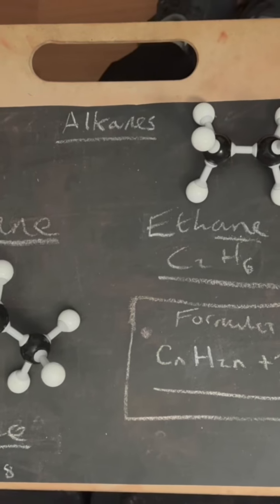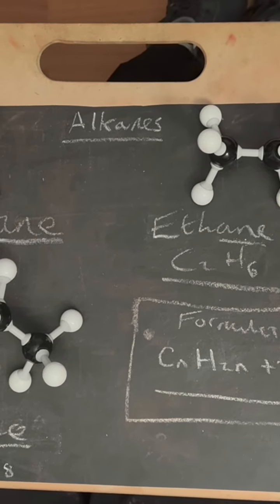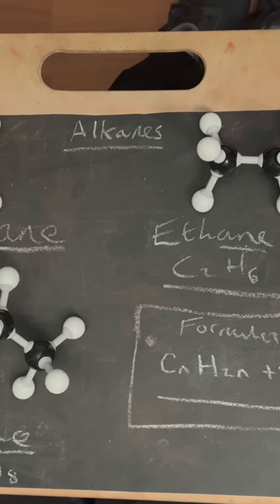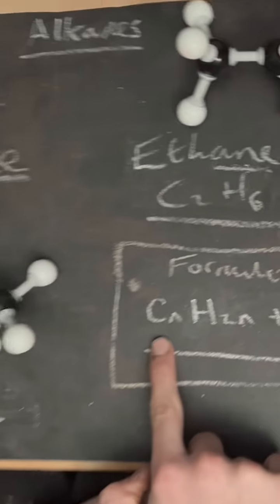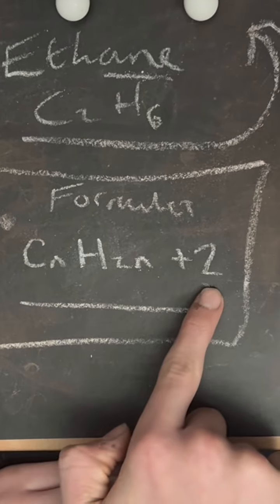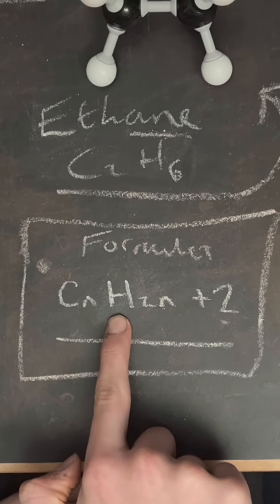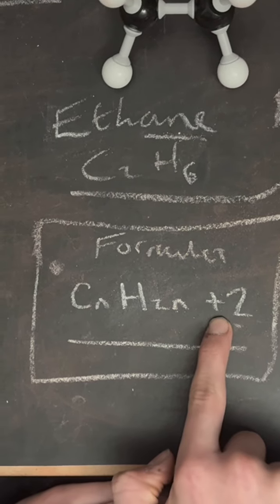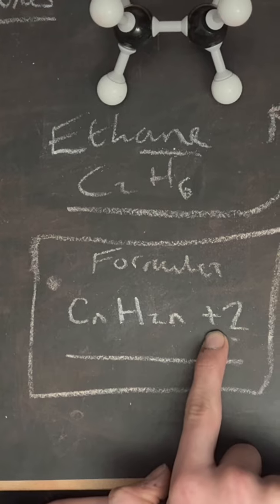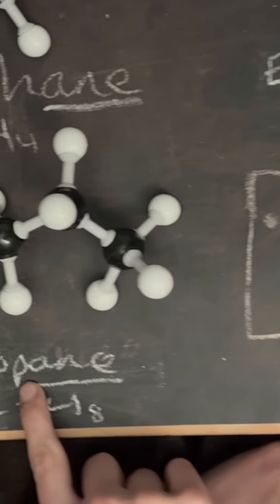What are alkanes? Well, alkanes are molecules that have a formula CnH2n+2. This means that for every one carbon there are two hydrogens, with an additional two hydrogens afterwards. So here's an example. Propane.